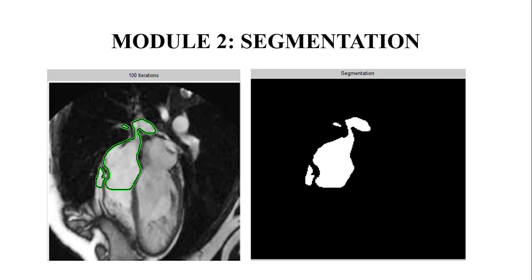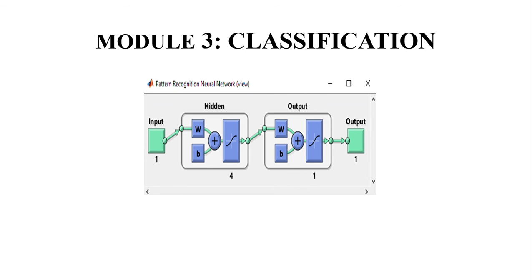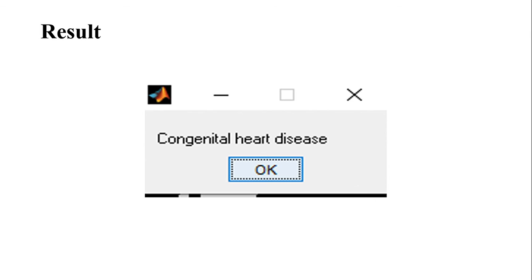In module 2 the segmentation process is done. Around 100 iterations of threshold are set for identifying the particular region. So after the iterations, the segmented part of the defected area is defined by the computer. After that, we are using a pattern recognition neural network to find out the disease which is present in the user input. Finally, the result name is shown to the user.